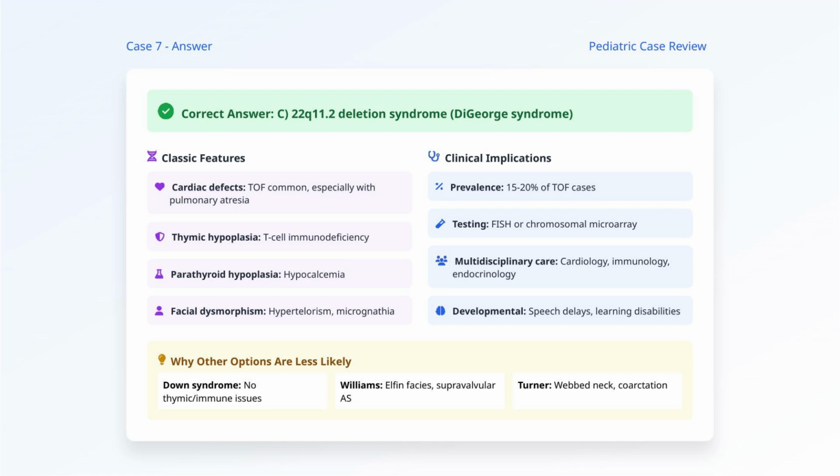While Down syndrome can also be associated with TOF, the combination of thymic hypoplasia and hypocalcemia strongly suggests DiGeorge syndrome. Approximately 15% of patients with TOF have 22q11.2 deletion. Recognition of this association is crucial as these patients require multidisciplinary management, including immunology evaluation, calcium monitoring, developmental assessment, and specialty follow-up beyond cardiac care.